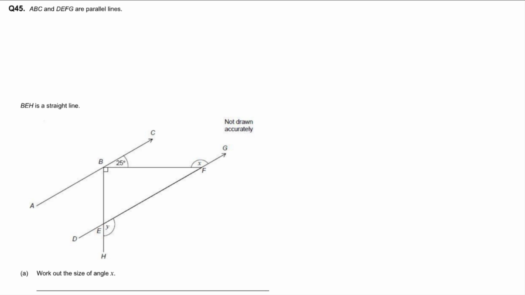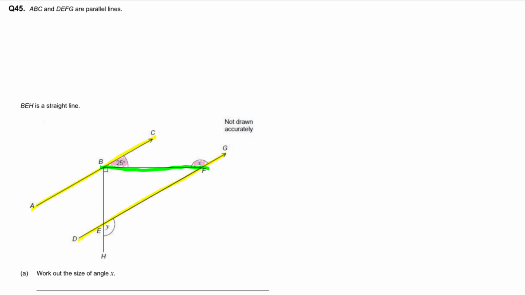Question 45, A, B, C and D, E, F, G are parallel lines. B, E, H is a straight line. Work out the size of angle X. Where's X? It's all the way over there. So I want to work out that angle X over there. Now again, we've got a pair of parallel lines here and here. Look, they've got arrows on the end, and we've got a transversal crossing them here. So do you know what we call this angle here and this one here?